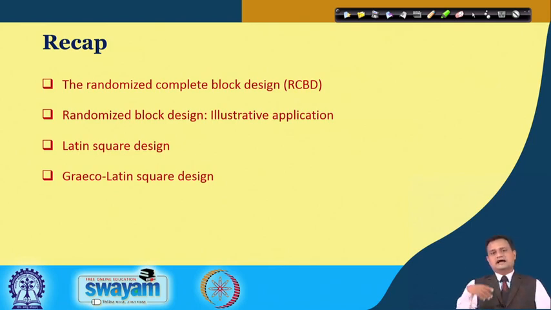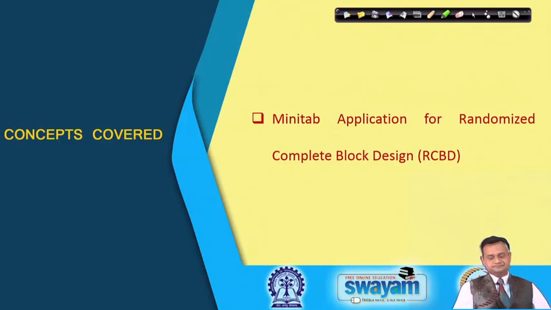We have also seen that it is not necessary that you have only one nuisance factor, you might have two nuisance factors. In that case, you would like to go for the Latin square design. If you have three nuisance factors, you may superimpose two Latin square designs, which will emerge as the Graeco-Latin square design, and you can consider the effect of three nuisance factors in analyzing your design.